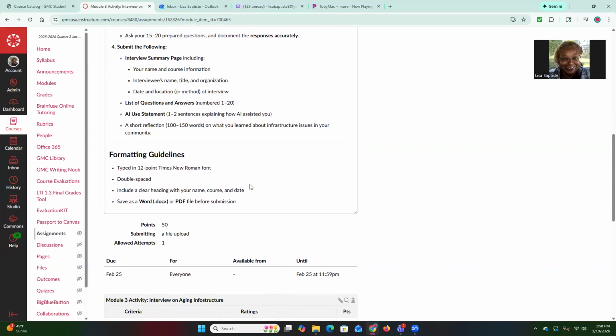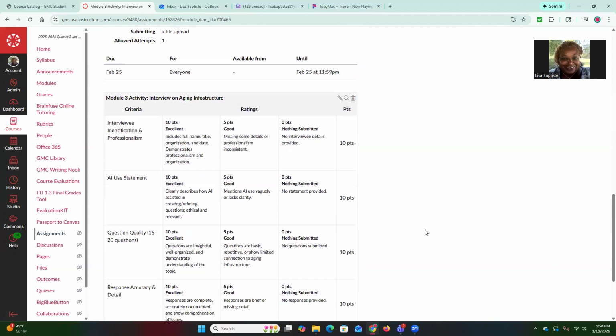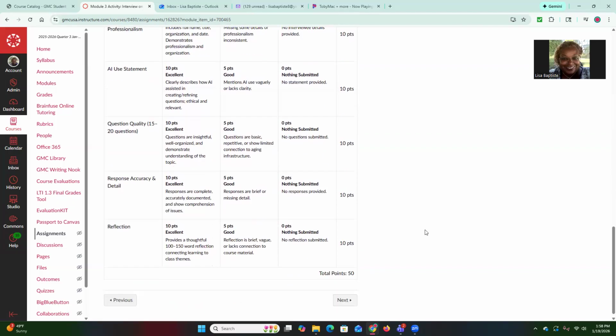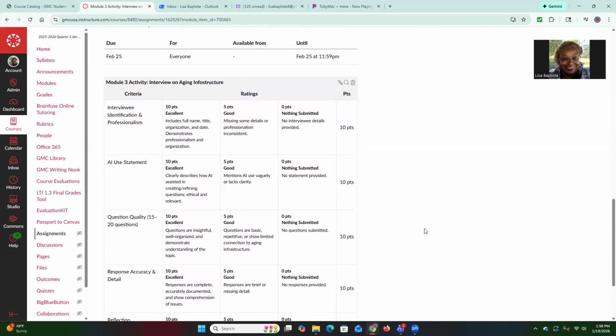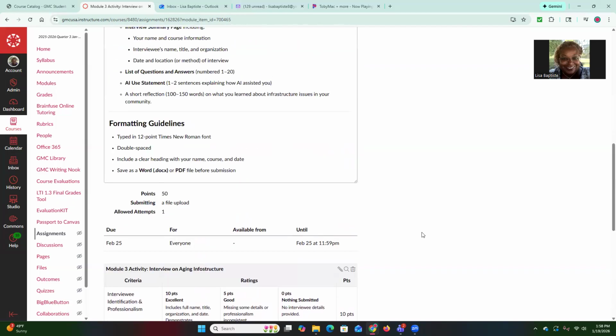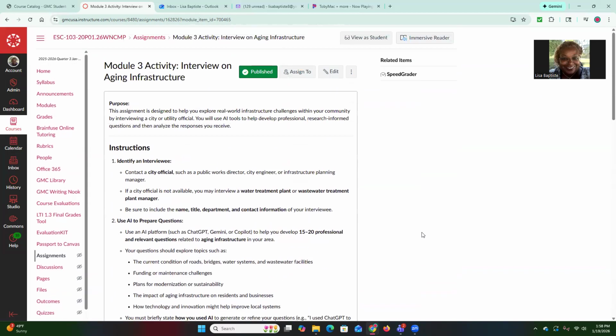The formatting, it should be double spaced. It should be typed in 12 point Times New Roman font. Include a clear heading with your name, course, and date, and save as a Word or PDF file for submission. All right, and down here is the rubric on how I will be grading you on this. All right, so very important. If you have any questions about this assignment, please let me know.